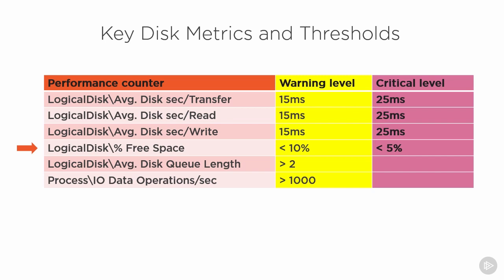You'll always want to keep plenty of free room on your system disk and avoid getting a disk queue length of greater than 2. Finally, depending on your applications, you'll want to keep an eye on your I/O data operations per second.